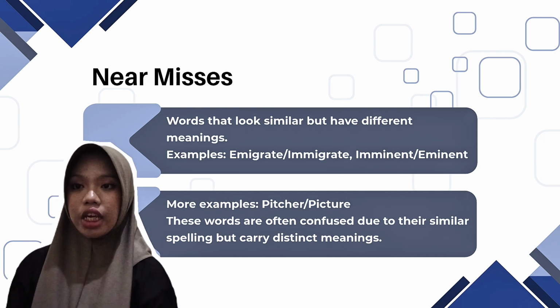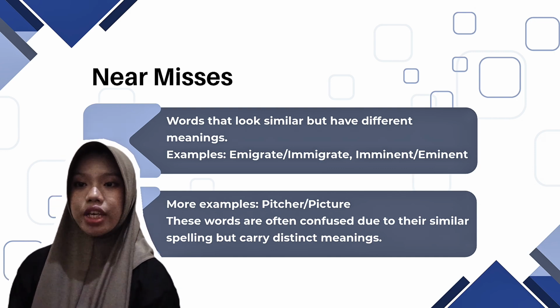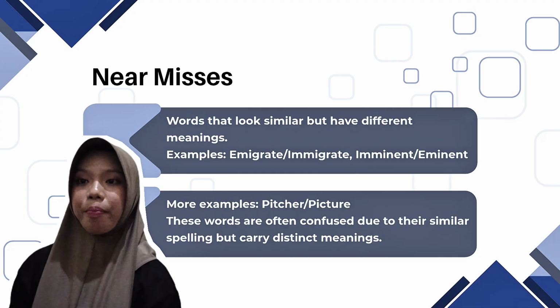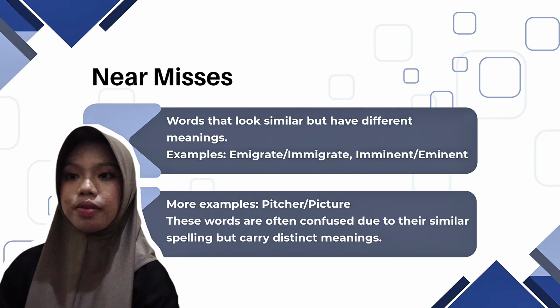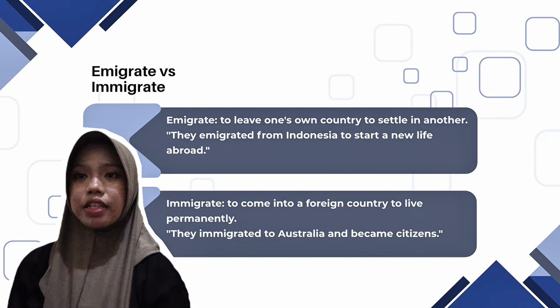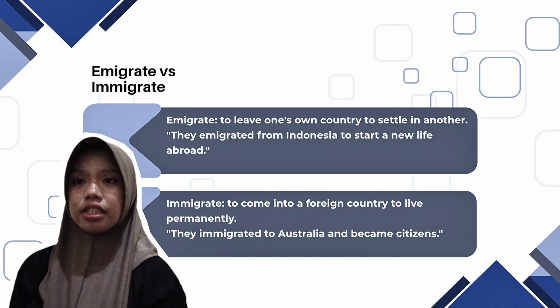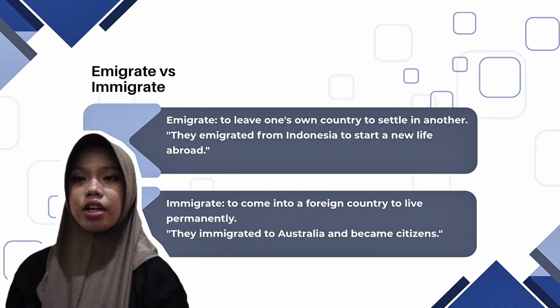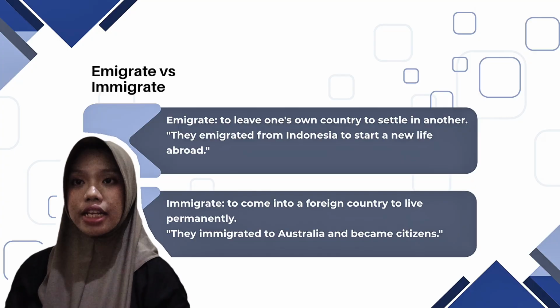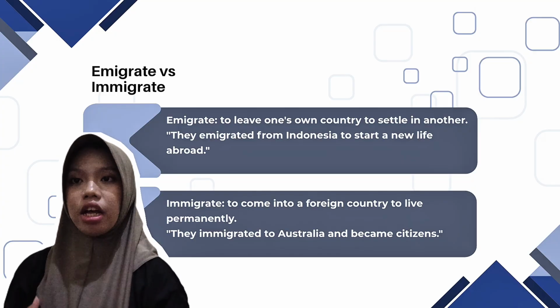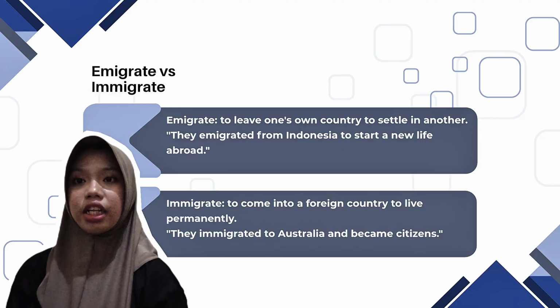Okay, let's see the example of near misses. Okay, the near misses ini memang agak susah ya. It's a little difficult because, let's see, the first example is emigrate and immigrate. The first pair is emigrate and immigrate.